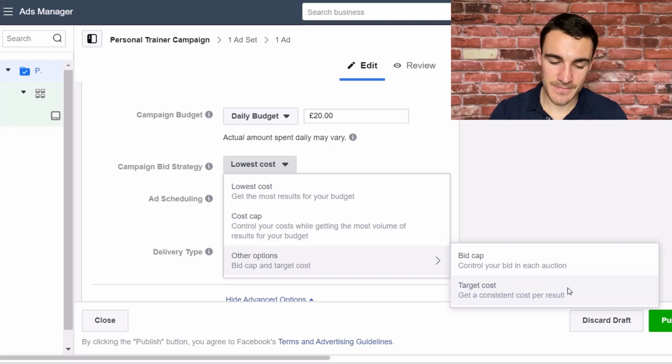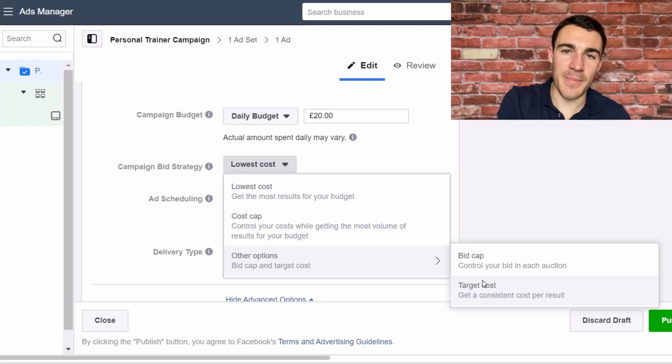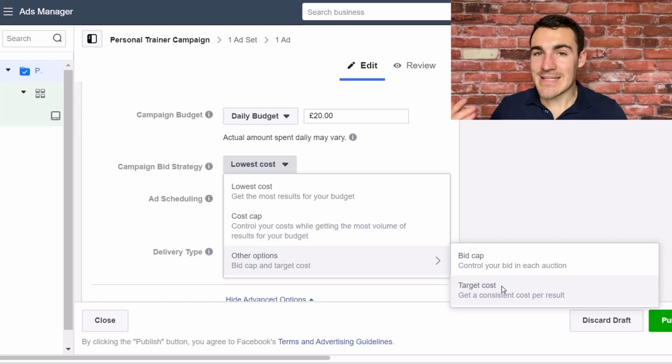Now, the idea behind target cost, and why Facebook introduced it, was to help you generate a more consistent cost per conversion than you would typically get with, let's say, lowest cost, which is Facebook's default. Instead of seeing fantastic results for the first few days and then results drop off, or results going up and down in that roller coaster effect that a lot of Facebook advertisers are very familiar with, target cost was designed to take out the peaks and troughs and give you a steady, even cost per conversion. It sounds good in theory.